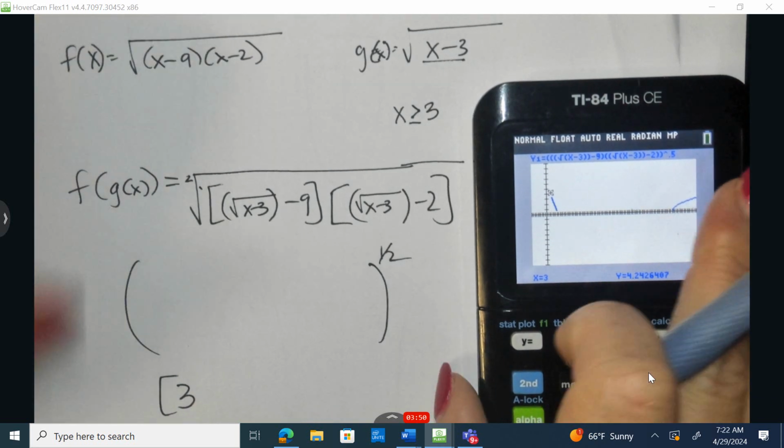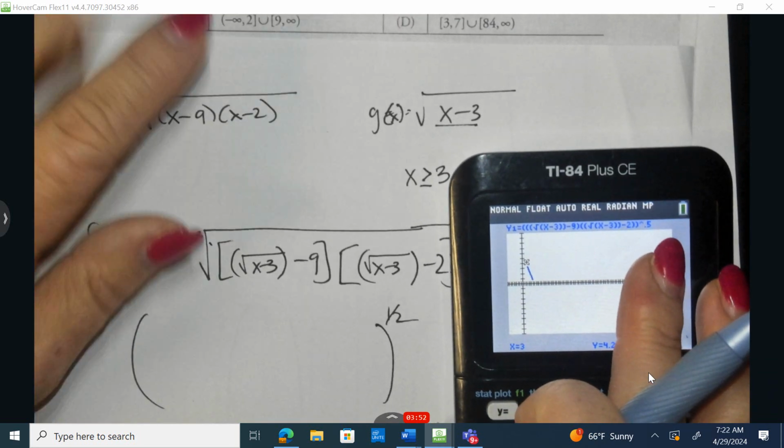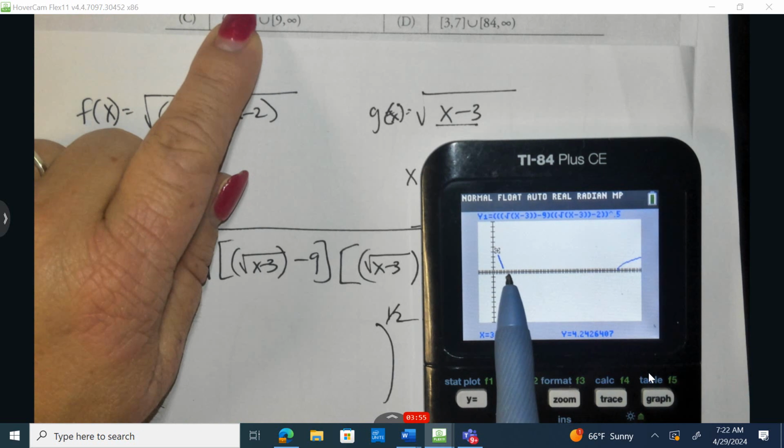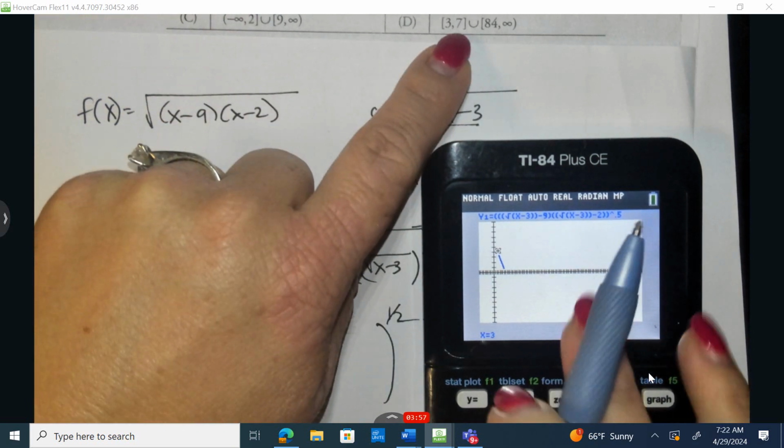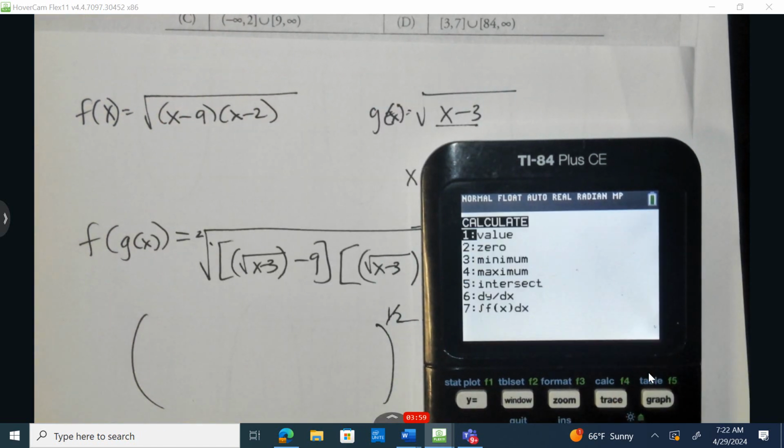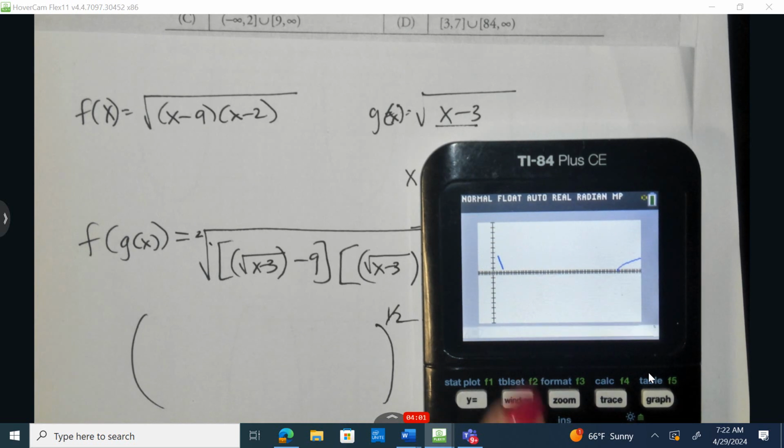Now how low does it go? So I'm going to look at my options. Does it keep going all the way to infinity? No, it doesn't look like there's anything here. Maybe it goes to 7. Let's check that. Second trace of value, and let's go 7. Is there an output value? There sure is. So I feel confident 3 to 7 looks right.